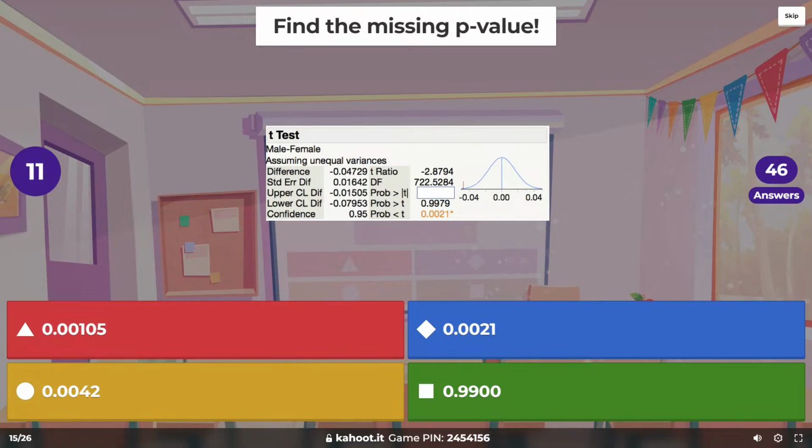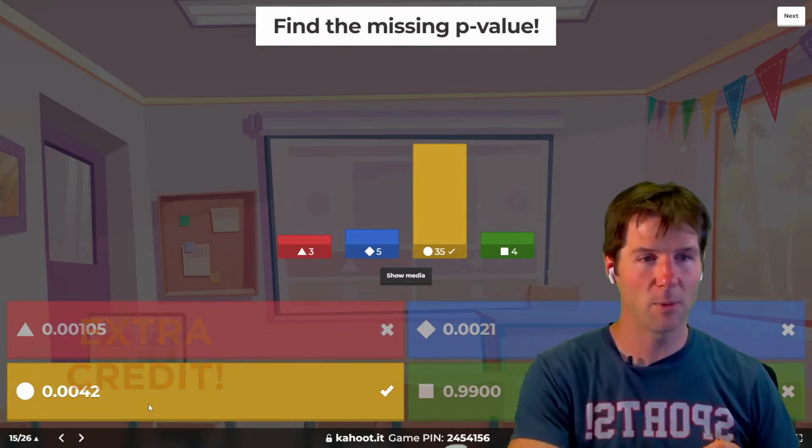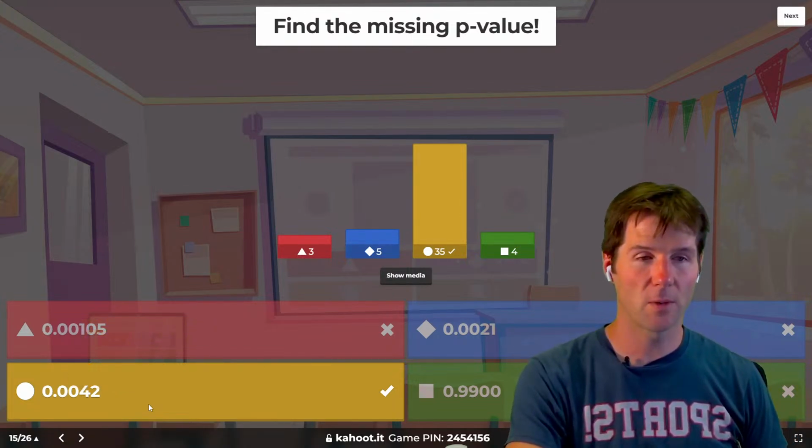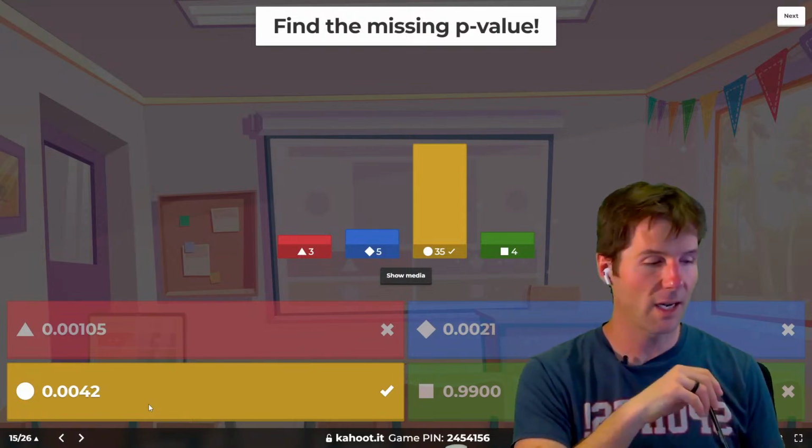Nice job, William. It's always double the smallest. If you notice right here, we have the smaller p-value. If you double it, and wow, really good job right there, everybody. I'm impressed by that. A lot of people got it. Double the smallest p-value. So make sure to know that the does not equals is a reflection on the other side.